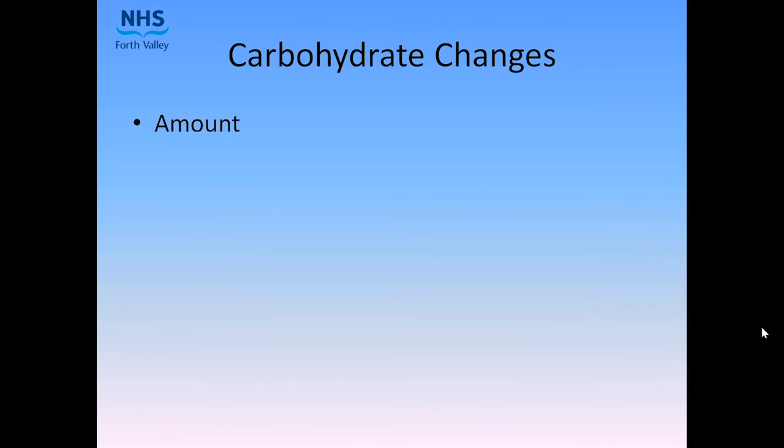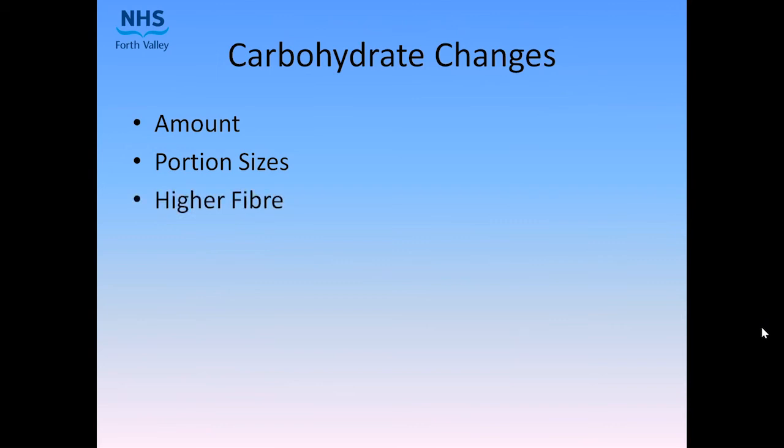Cut back on the overall amount of carbohydrate you have. Having a smaller amount means less glucose goes into your bloodstream. Watch your portion size. Sticking to the recommended portion sizes of food groups will automatically reduce the amount of carbohydrate you have.